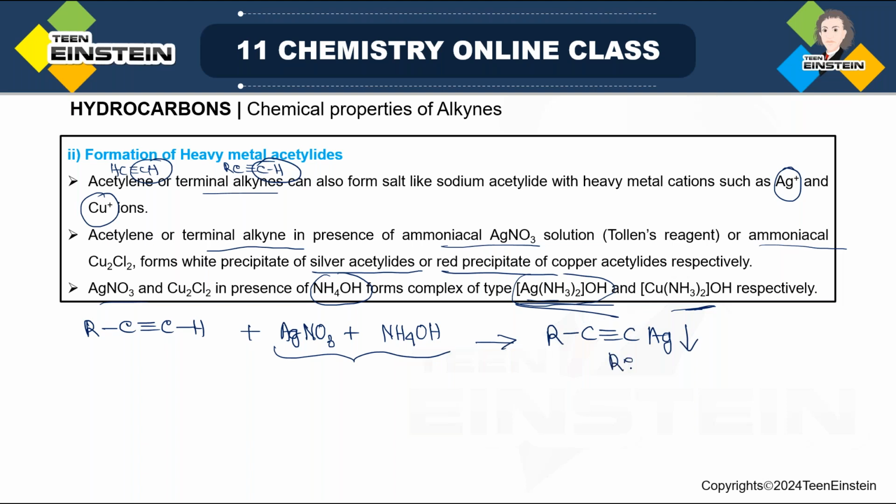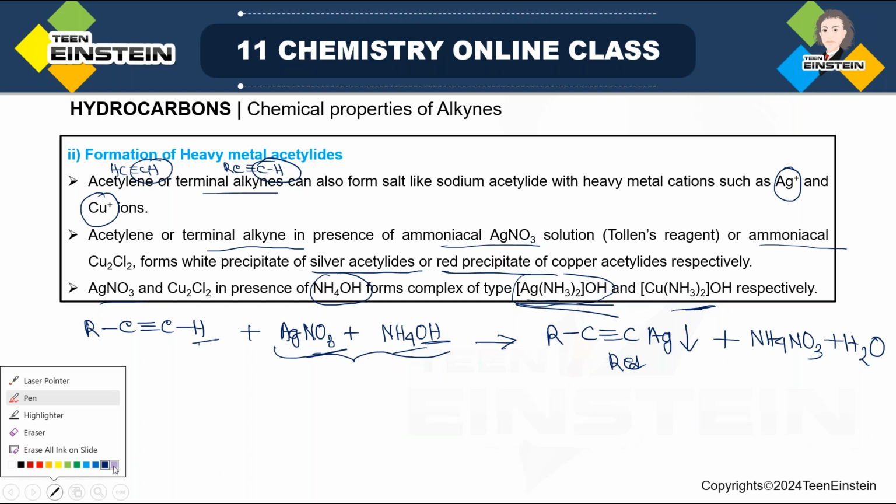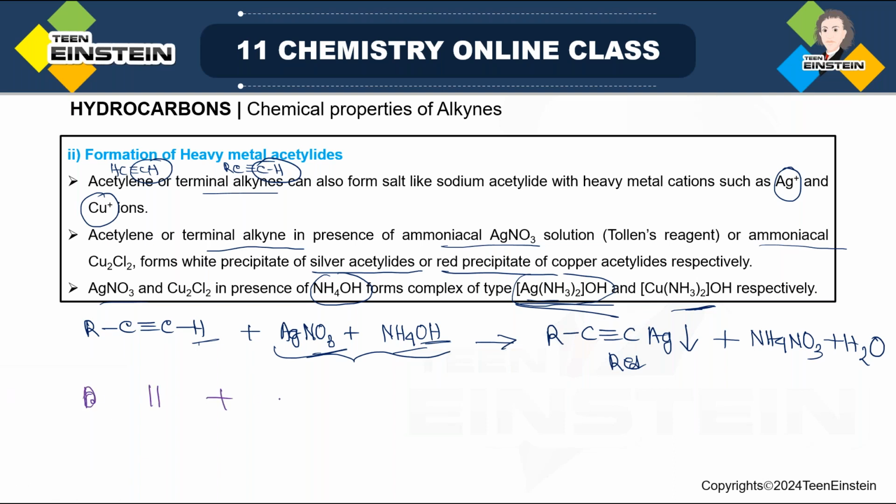So this is red color, and there is precipitation. The precipitation sign is given. And the fate of this nitrate ion and NH4 plus is that it will form NH4NO3. And the OH from NH4OH and this H together can make water. So this is the reaction with AgNO3. You can also write it, it is the same molecule, with Cu2Cl2.